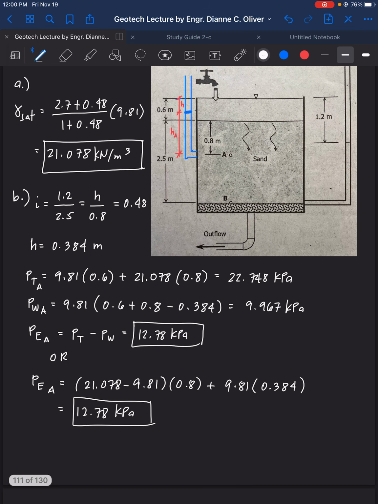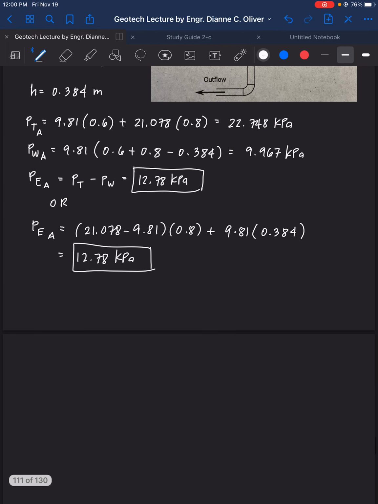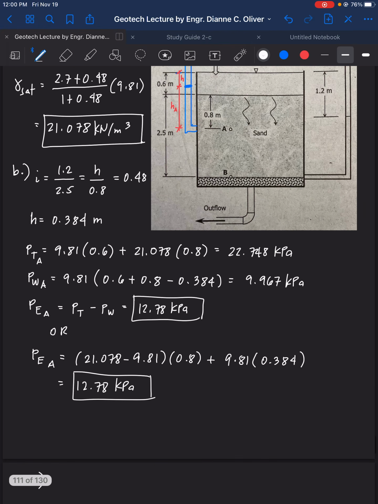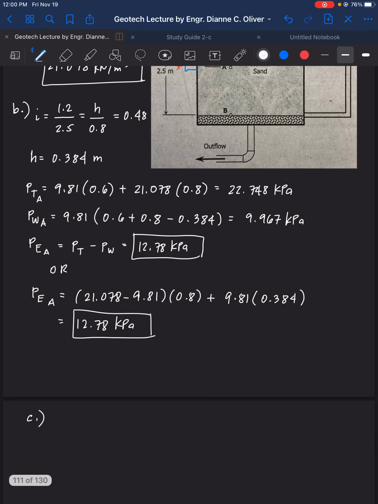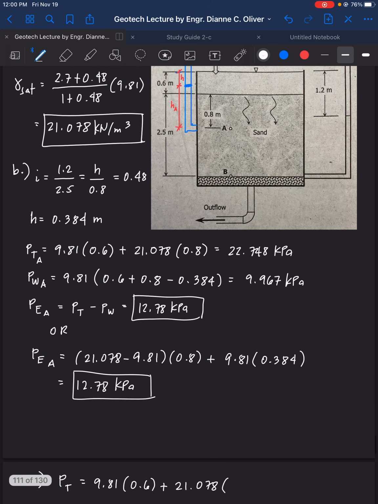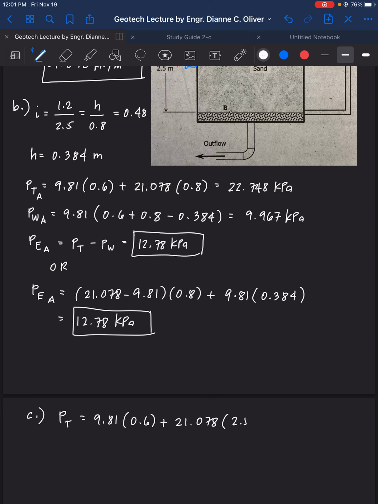Now let's go to letter C, P effective at point B. Let's go first for P total at point B. So gamma of water 9.81 times 0.6 plus 21.078 times the total height of the soil, which is 2.5, and that is equal to 58.581 kilopascal at point B. Okay.